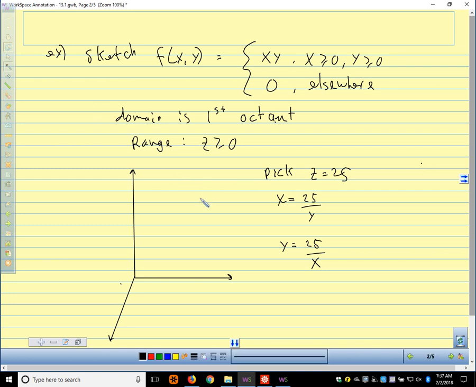So here is z equals 25. And we're going to get something that's going to connect this down to the x-axis. And then the surface is 0 on the axes, so it's going to go from this point down to the x-axis and down to the y-axis, and from this point down to the x-axis and down to the y-axis. It's a teepee.